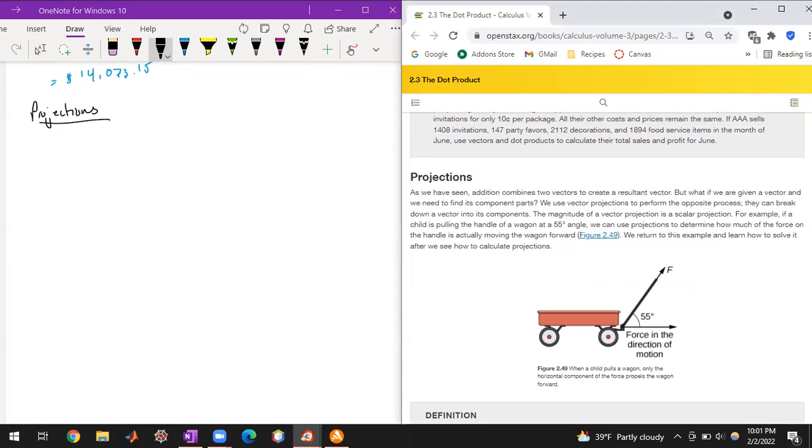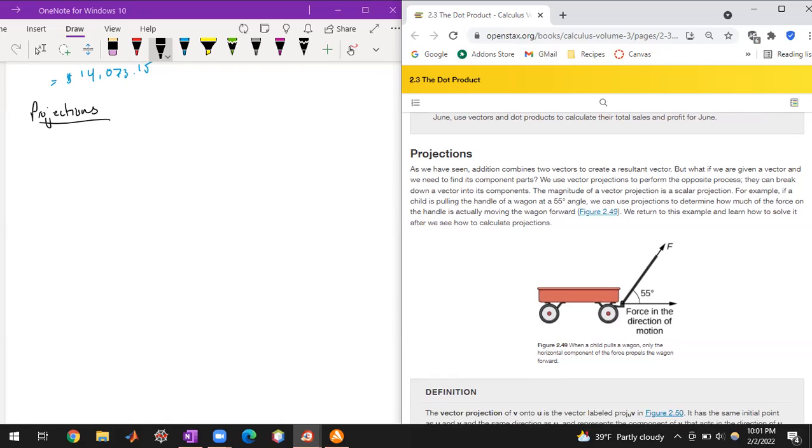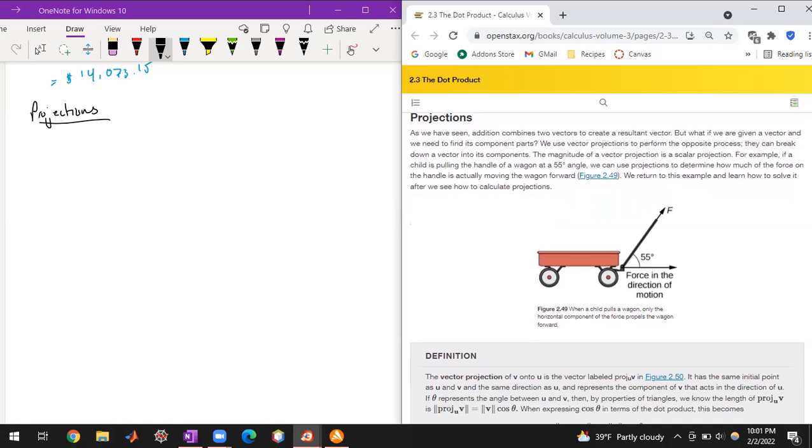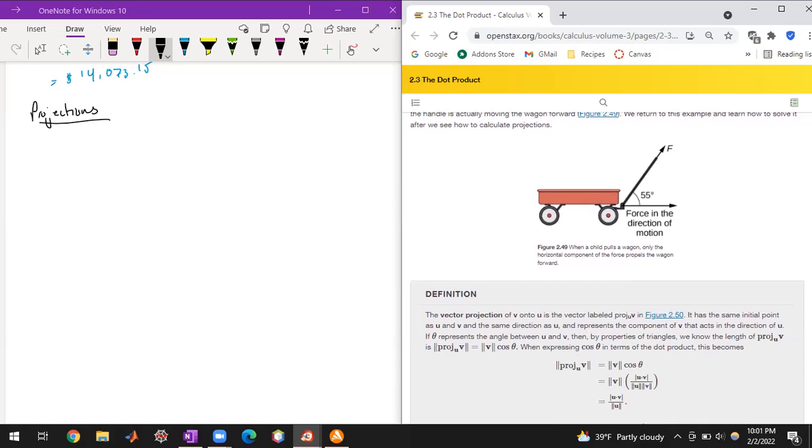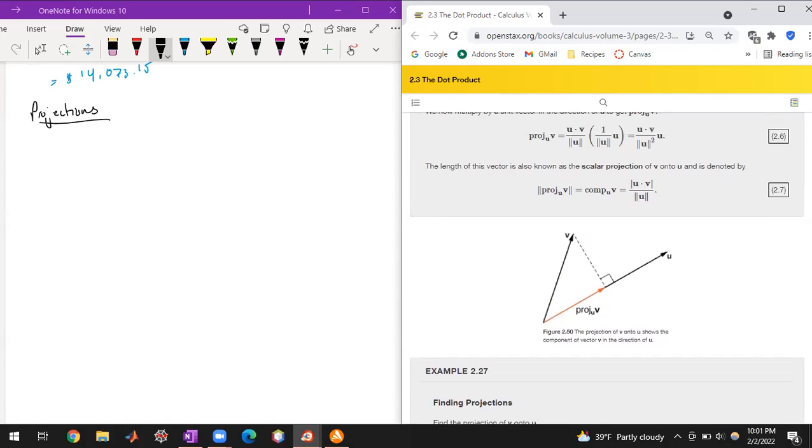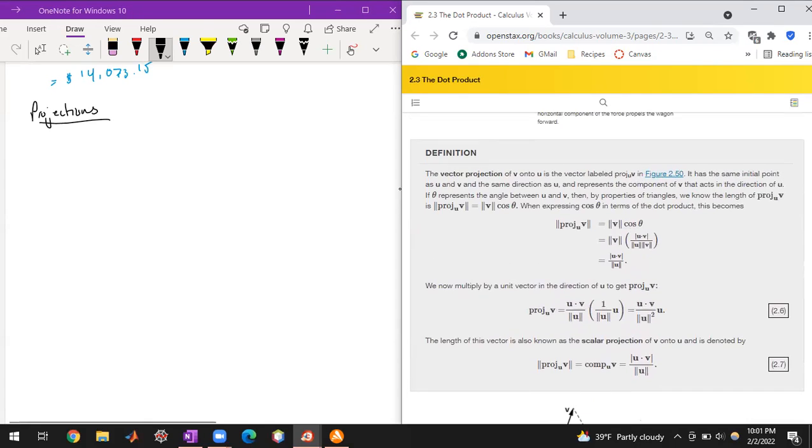For example, if a child is pulling the handle of a wagon at a 55-degree angle, we can use projections to determine how much of the force on the handle is actually moving the wagon forward. So it's sort of the shadow that we're creating of our handle in that direction. We return to this example and learn how to solve it after we see how to calculate projections. So let's get into our actual definition of projections.